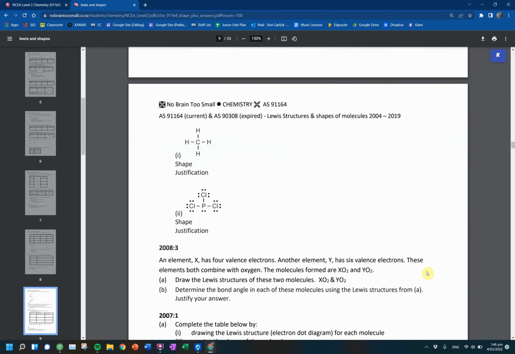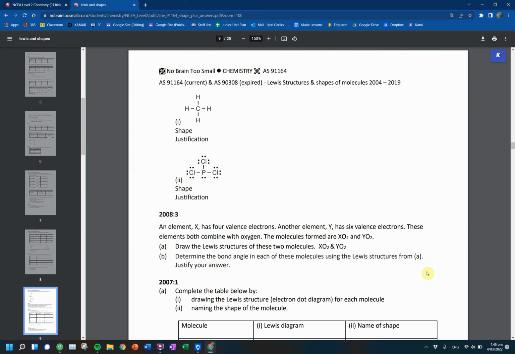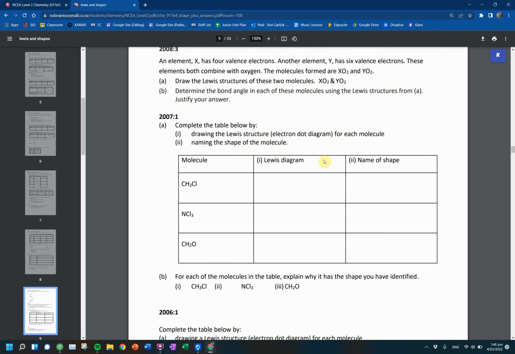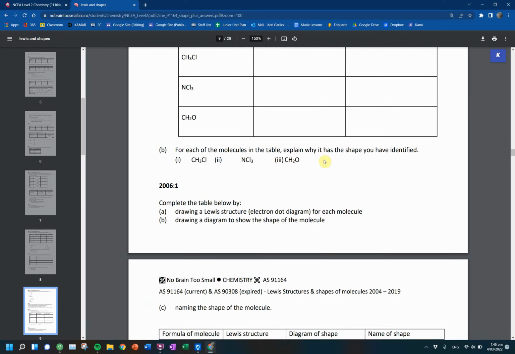I think I saw that, here we go. Element X has 4 valence electrons. Another element, Y, has 6 valence electrons. They combine with oxygen, and they've given you the formula. It's okay if they've given you an element that's not named. Just treat it as any group 14 atom. So treat this as if it was carbon, would be my suggestion. And you just work through it the same way. But that's 2008, so that was from quite a while ago.